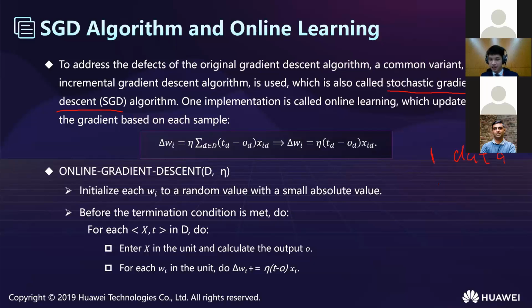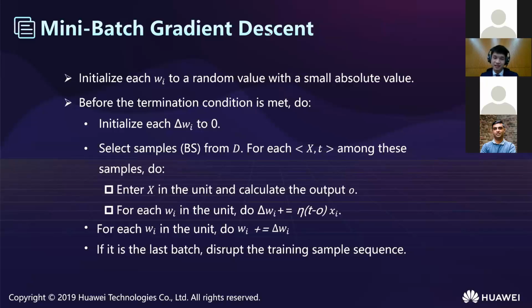Yes. Okay, so the last one is called mini-batch gradient descent. We can use part of the training data, calculate the weights and update the weights. Okay.